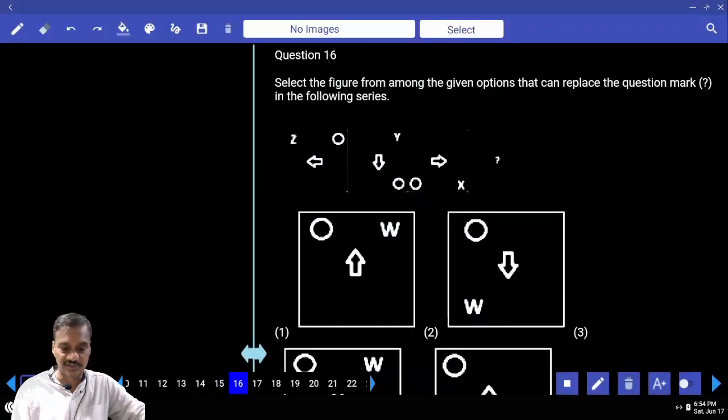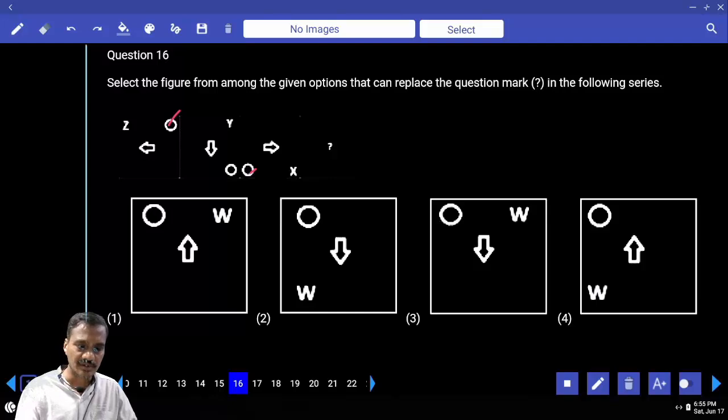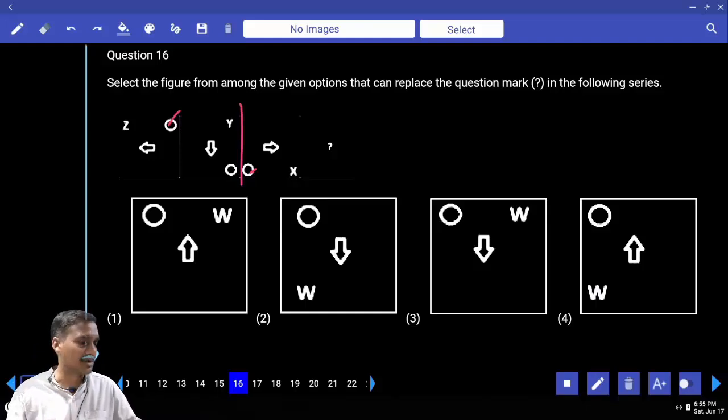Now in this question number 16, we need to find out the next figure in this. Now the figure is not correct here, from Z. Now this Z, and O. If you take the case of O, it is moving in the anti-clockwise direction starting from here and shifted to this place. In the third figure O is here, so next O must be here, at the left top corner, and in all the cases O is the same.